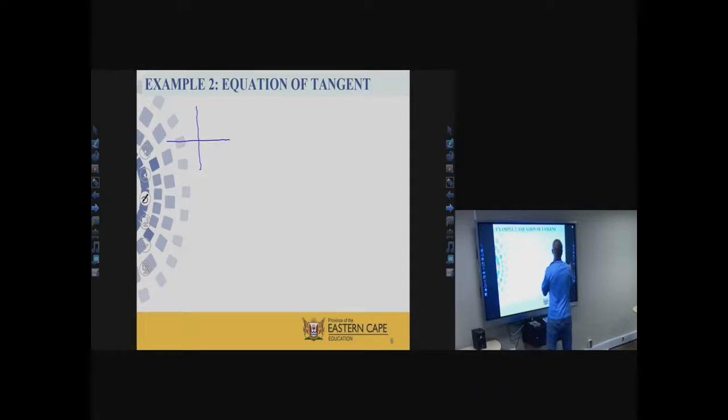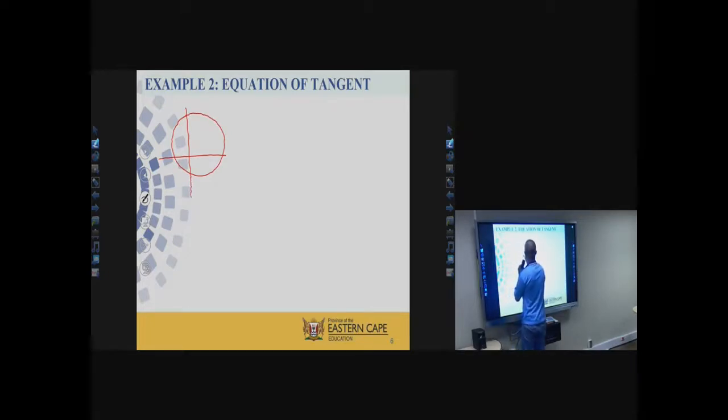Let's just do an example now. Let me continue using my red ink. Let's say you are given a Cartesian plane and they give you a circle like that one, and then you are given a tangent to that circle. There is the point of contact and a center somewhere. Let's say the center is (1, 2), and the point of contact, point R, has coordinates (4, -3), just for argument's sake.